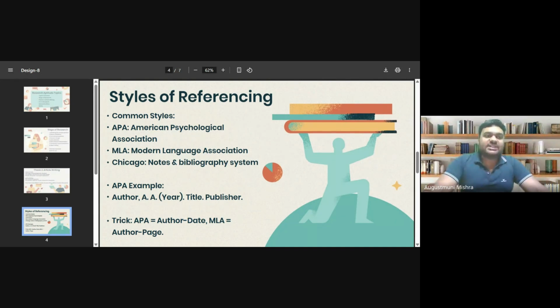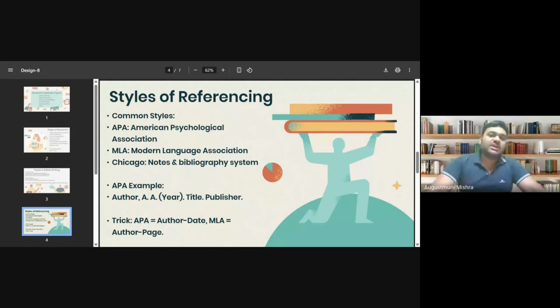Most of the time you give references in this form, but in the case of MLA, you give the publishing year at the end. That means there will be the last name of the author, then first name, then title of the article or title of that particular research work, then publisher, and at the end you give the year. Here the year is in the 3rd position, but in MLA you give it at the end. So these are the referencing styles.